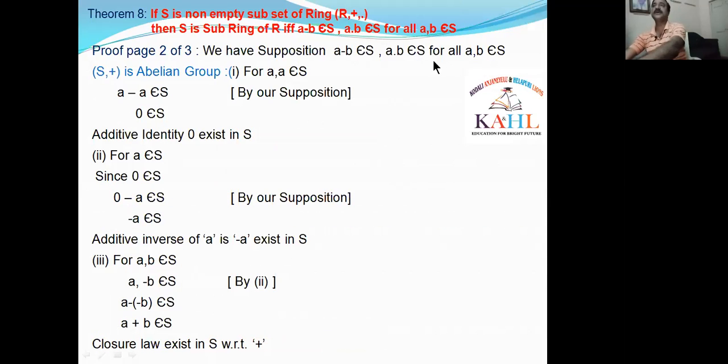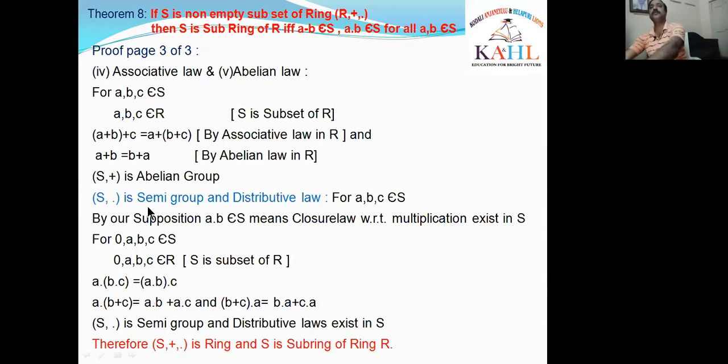Kindly observe it. The cursor, top black line, first black line of this page. The cursor is moving. A, B belongs to S gives A dot B belongs to S. What is this? This is closure law with respect to multiplication. Is it right? So we don't want to prove this closure law because we have already supposed this closure law exists in S. So in that semi group, we want to prove that S dot semi group closure law exists. By our supposition, A dot B belongs to S means closure law with respect to multiplication exists in S.